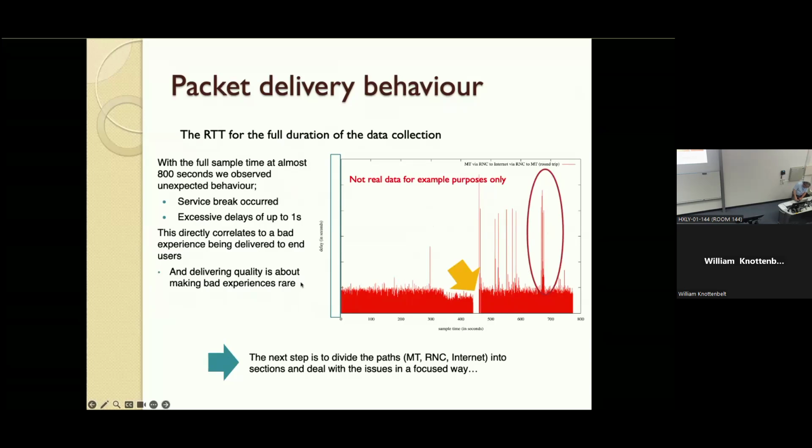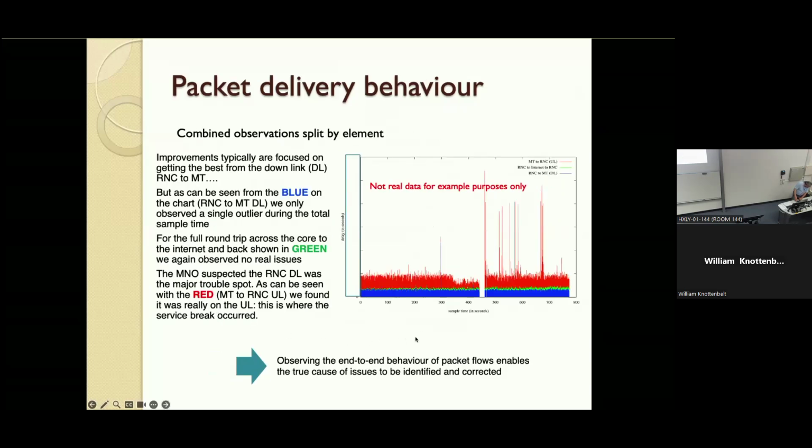So we compare now the uplink and the downlink. Okay, so here we have now 3 colors. The red one is the uplink, the blue one is the downlink, and the green one is the center part from the radio network controller back to the internet to the other radio network controller.